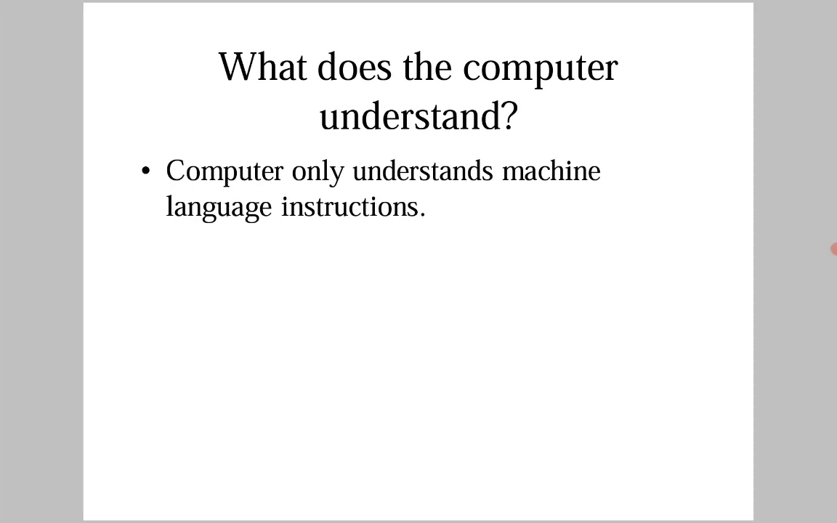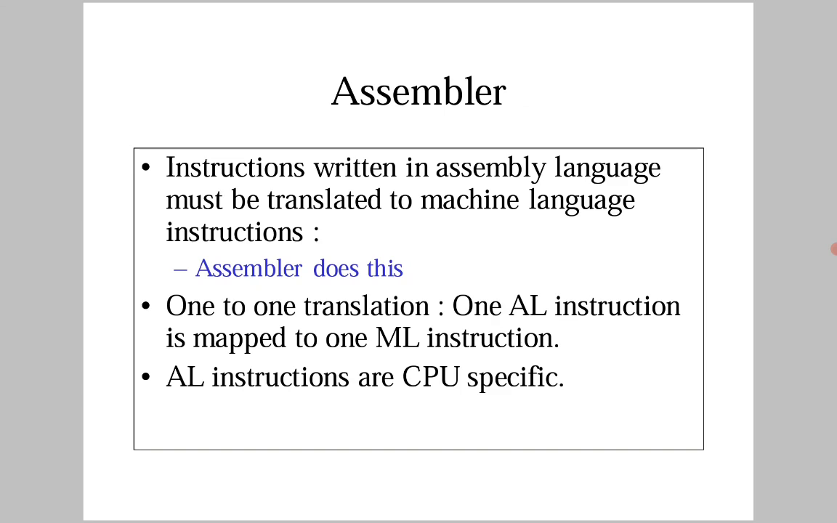So what does the computer understand? Computers only understand machine language instructions, that is binary language only. Computers can understand only binary language, that is a combination of zeros and ones only, not general English or any other language except binary language. So what is an assembler?